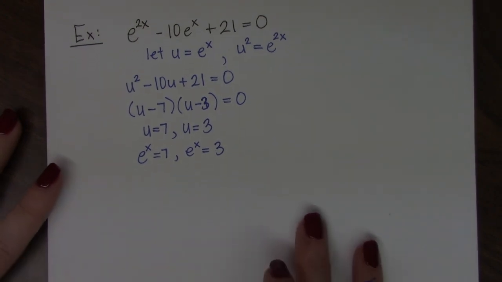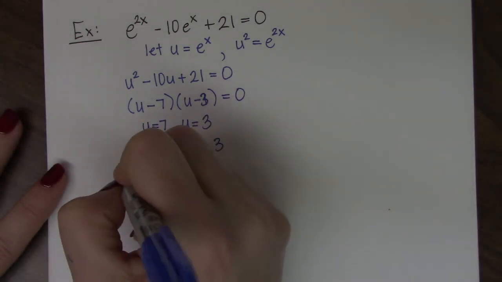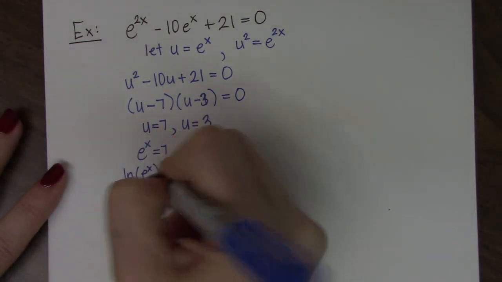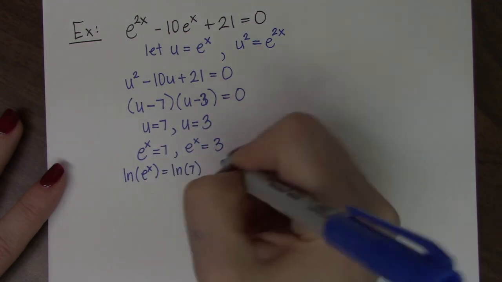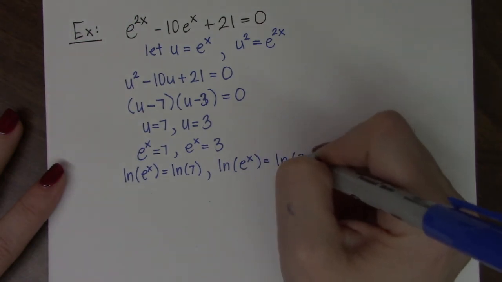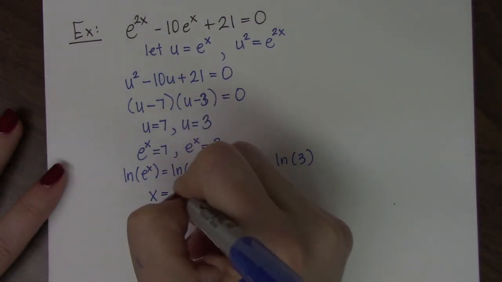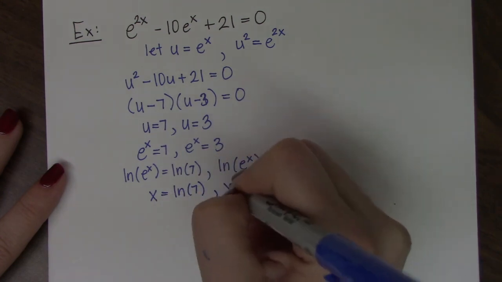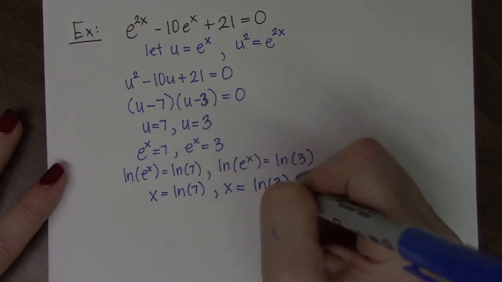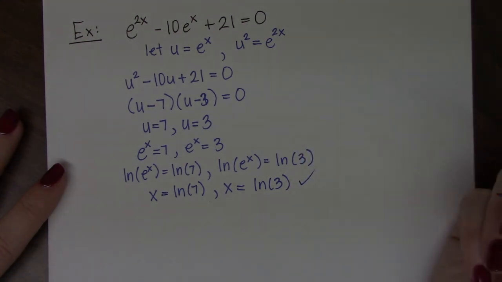And if I want to get that x out of the exponent, I simply need to take the natural log of both sides of this equation. So the natural log of e to the x will equal the natural log of 7. And over here, the natural log of e to the x should equal the natural log of 3. Since natural log is log base e, that wipes out the e, and I get x is equal to the natural log of 7, or x is equal to the natural log of 3. So I did get two solutions, right? And they're both okay.